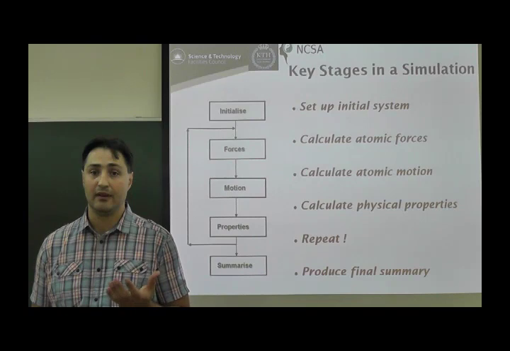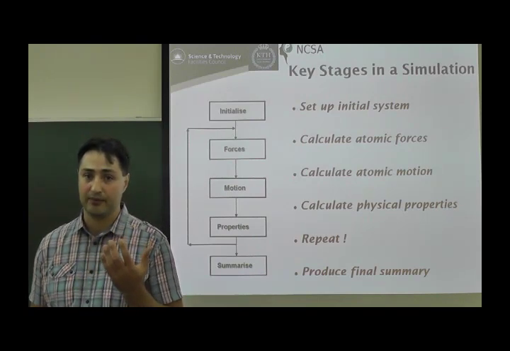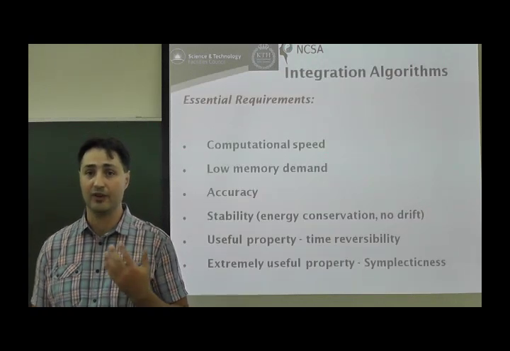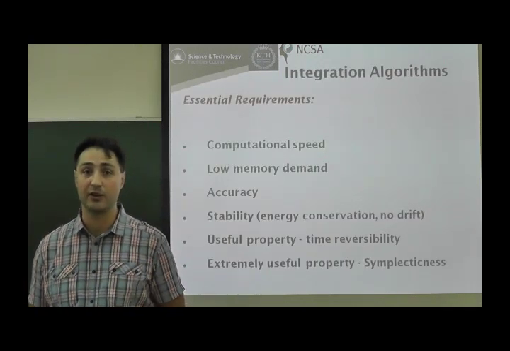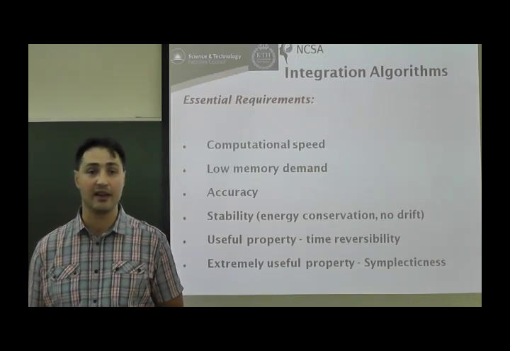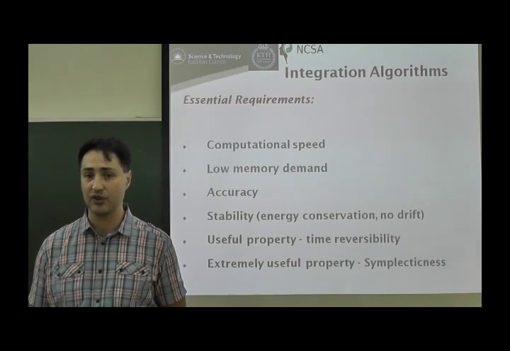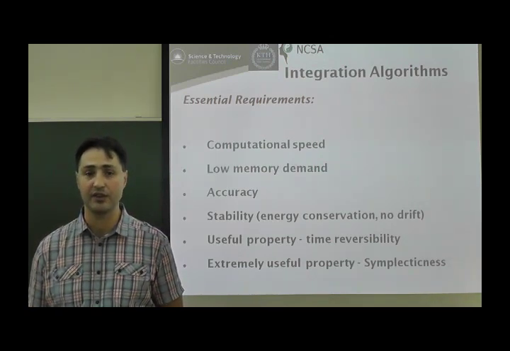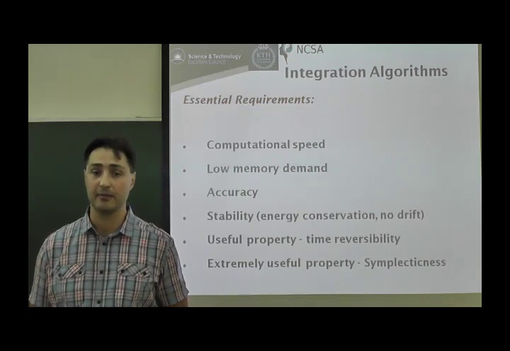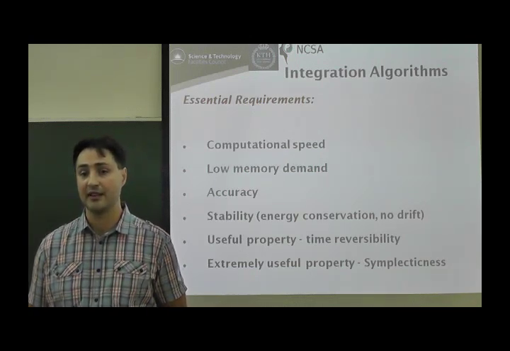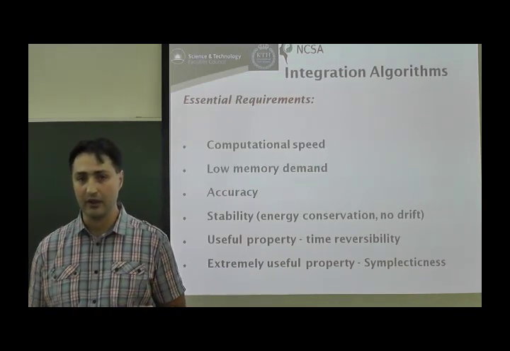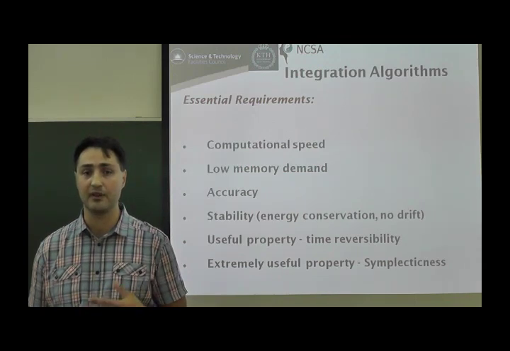To calculate the atomic motion, we need to do it via an integration algorithm. What are the essential requirements for such an algorithm? We need computational speed, low memory demand, accuracy, and stability, so we conserve energy. There is no drift of the total energy of the system. It is a useful property to have time reversibility, and an extremely useful property to have symplecticness.